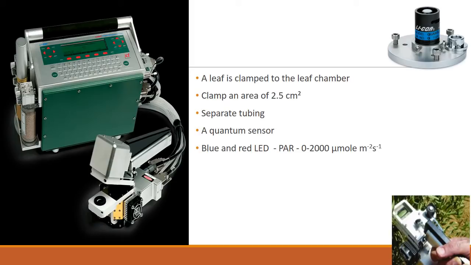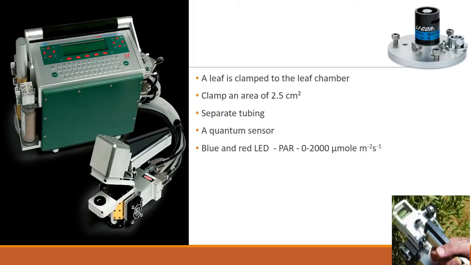A quantum sensor is placed inside the leaf chamber's transparent cover to measure the actual light intensity of the photosynthetically active radiation range at the leaf surface. The quantum sensor is also shown on the right hand side of the slide.